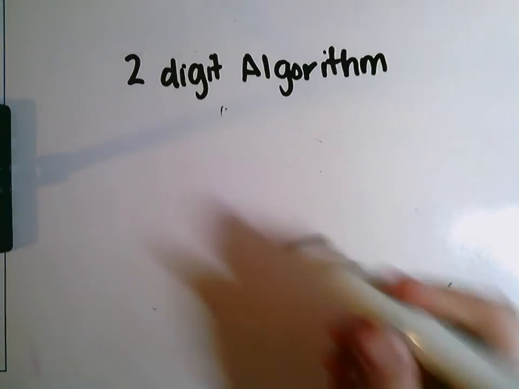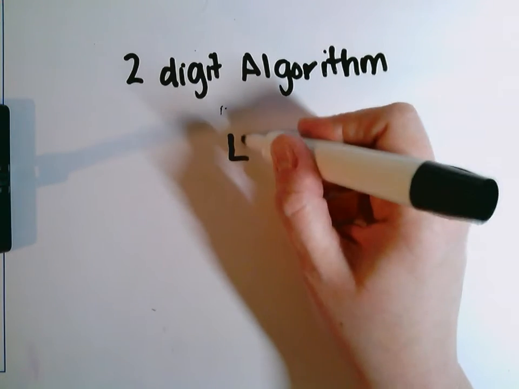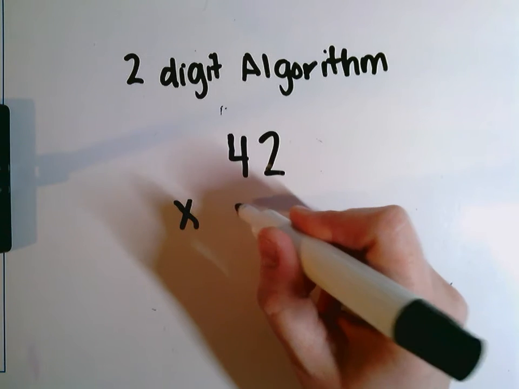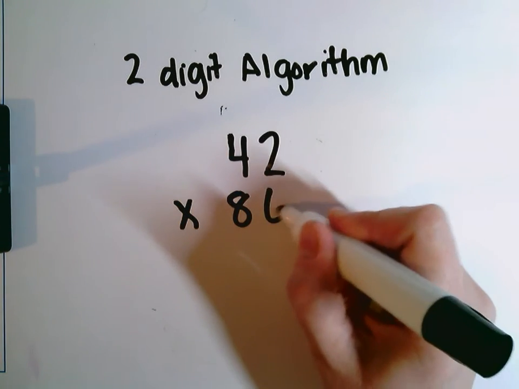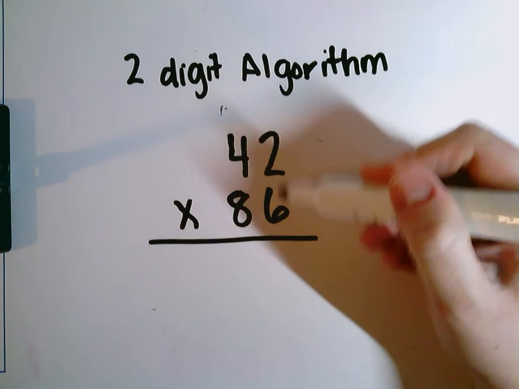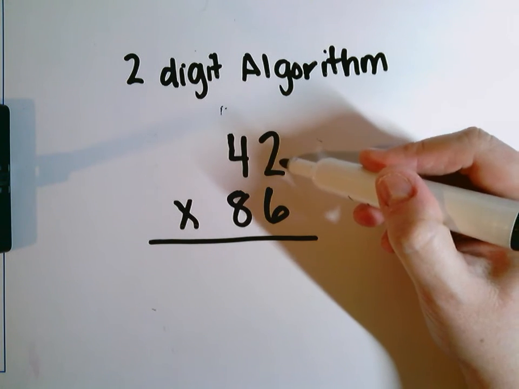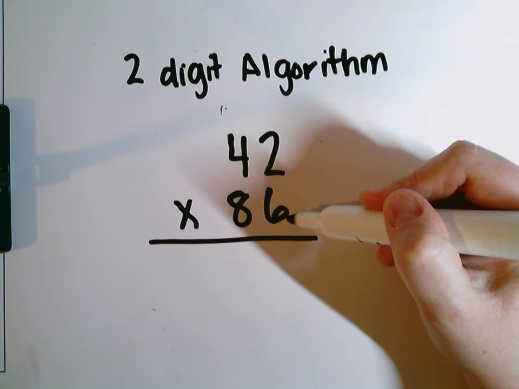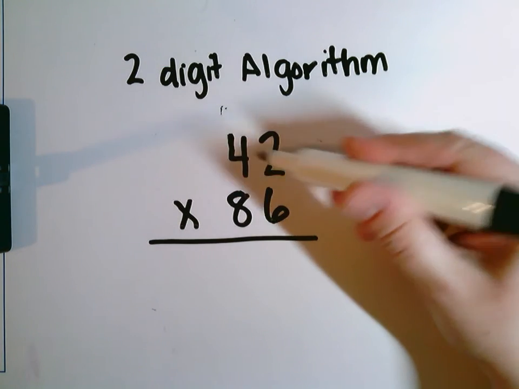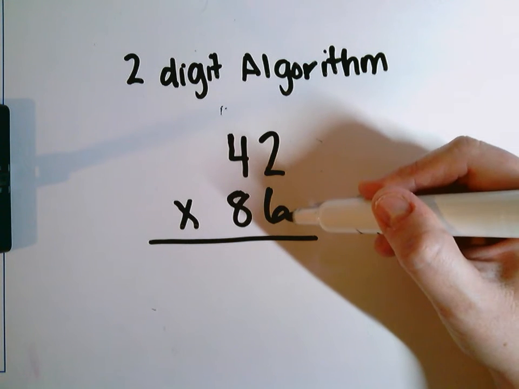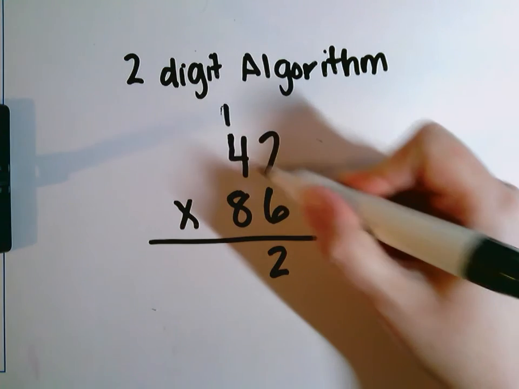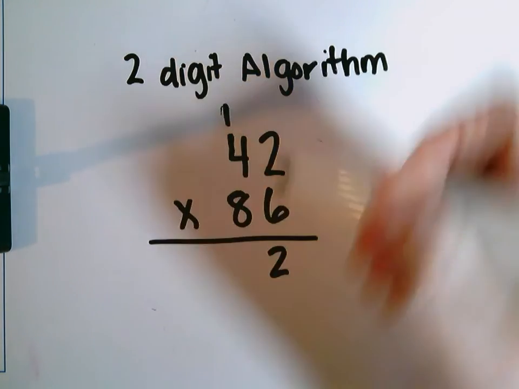Let's do 42 times 86. 42 times 86. Okay. So my first step is I'm going to multiply everything in my top factor by the ones in my bottom factor. Just like we were breaking up 80 plus 6, we're going to multiply 42 times 6. That's all we're doing. 6 times 2 is 12. 6 times 4 is 24, plus 1 more is 25.